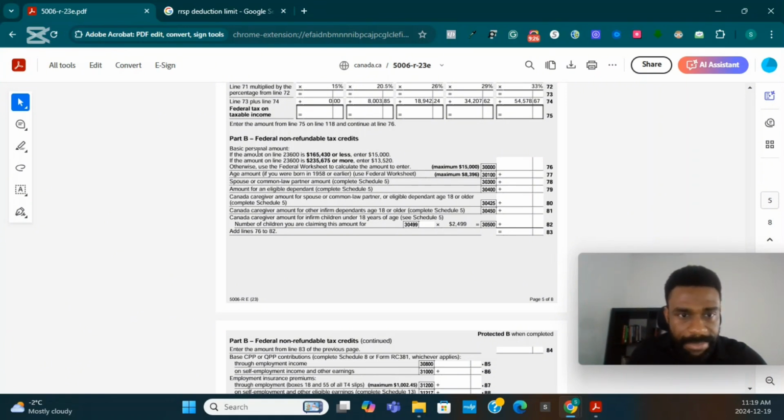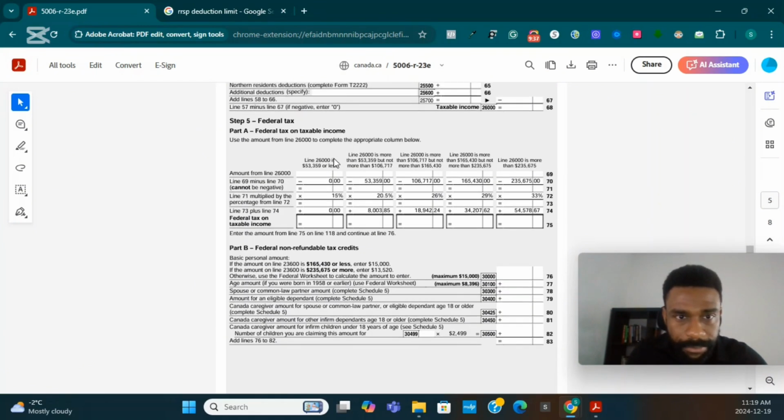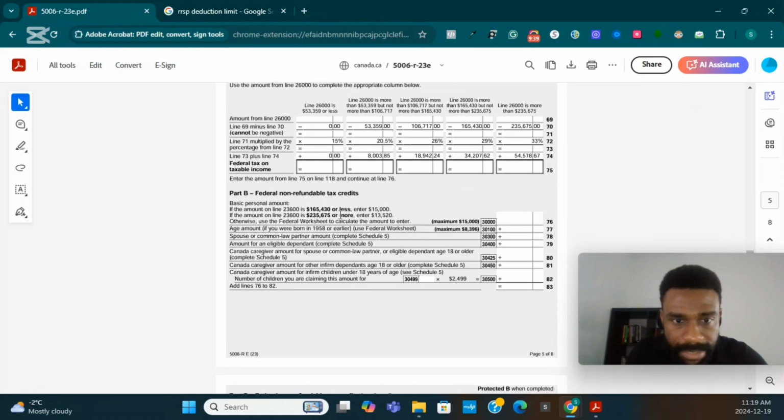Which is, for instance, the basic, the age. This will depend on your age and their criteria. So, for instance, if you look at this, it tells you the amount in line 23600, which is 165 or 430 or less, you can get the whole 15K, right? And if it's more, it's reduced. So it's just trying to let you know that the lower your income, the more credit you get. But if your income is higher, then you have less credit that is given to you.